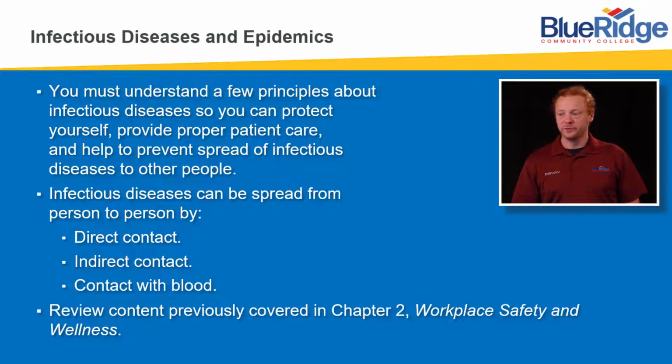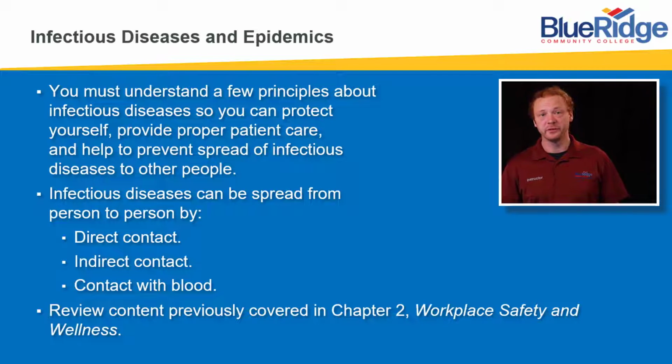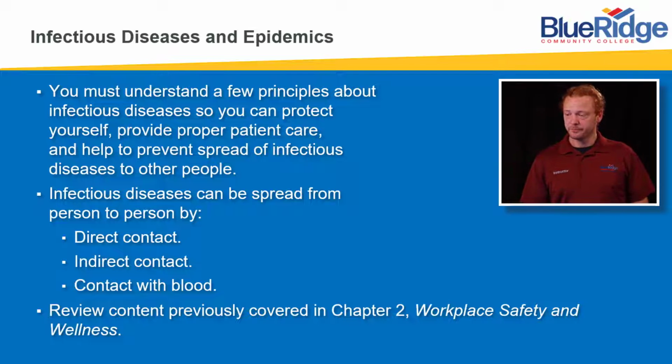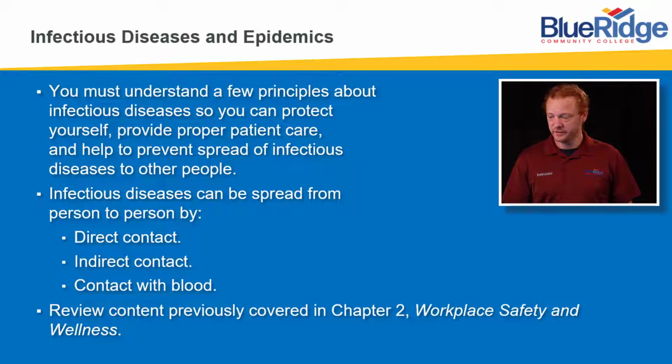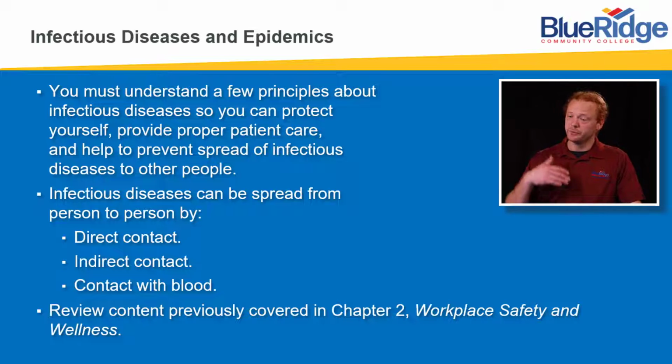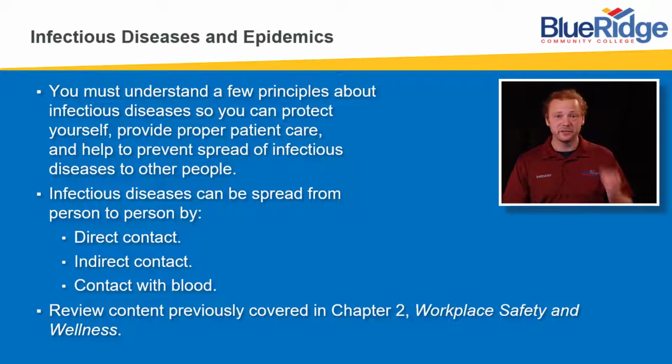We must understand a few principles about infectious diseases so that we can protect ourselves in order to provide proper care to the patient and help prevent the spread of infectious diseases to other people. Infectious diseases can be spread from person to person in three main ways: direct contact, indirect contact, and contact with blood. This would be a good time, when you're reviewing this chapter, to go back and review Chapter 2, which is workplace safety and wellness and talks about PPE and infection prevention.